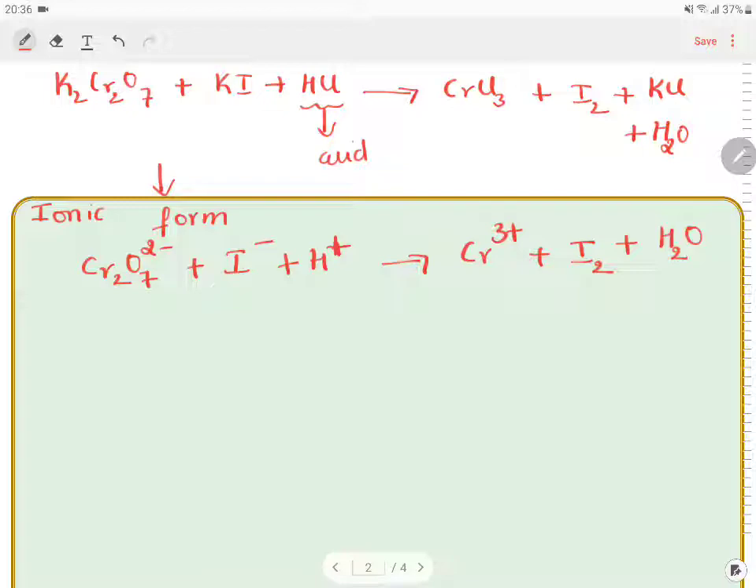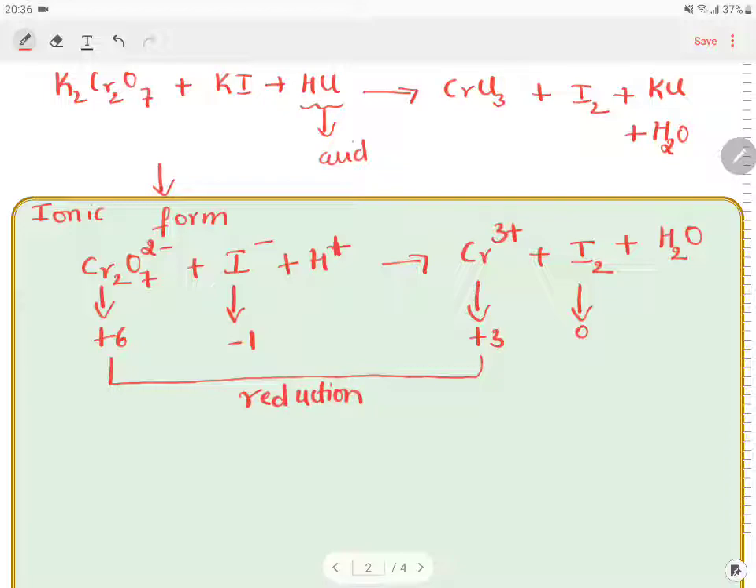Now, as I mentioned earlier, we need to separate the oxidation and reduction reactions. Let us find the oxidation number. I think you're already familiar with this. Oxidation number of each chromium atom will be plus 6. Iodine is minus 1. Chromium is plus 3. Iodine is a molecule, the charge will be 0. From plus 6 to plus 3, it is reduction. Most important, I'm not balancing anything here, I'm just trying to figure out what the reaction is. Then I minus to I2 will be oxidation.